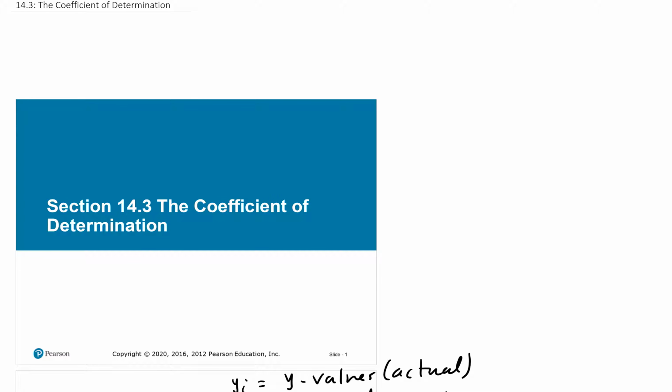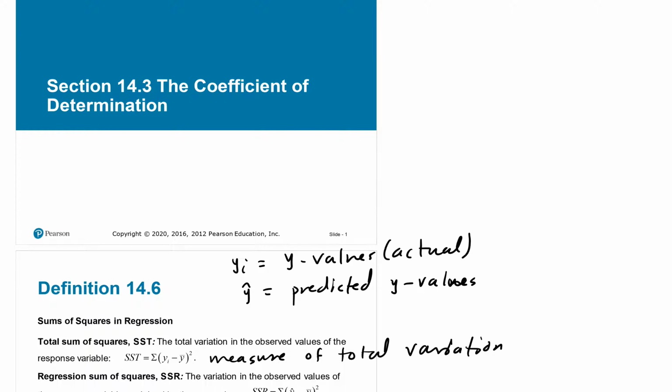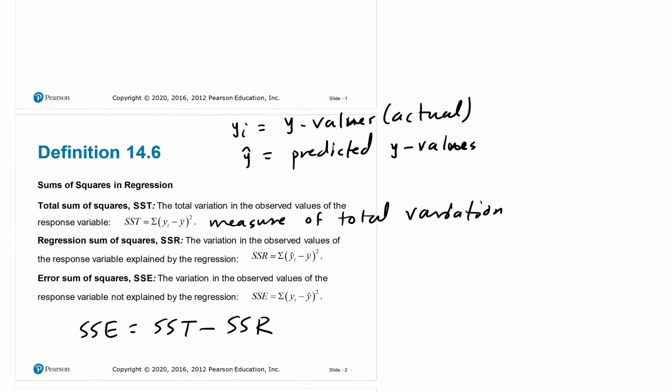To do so, we need to introduce new tools here. Of course, always recall yi, which we're going to use throughout this chapter. Those are the y values, xi are the actual x values, and y hat are the predicted y values, as we did in the previous section. Three new terms we need to introduce here.